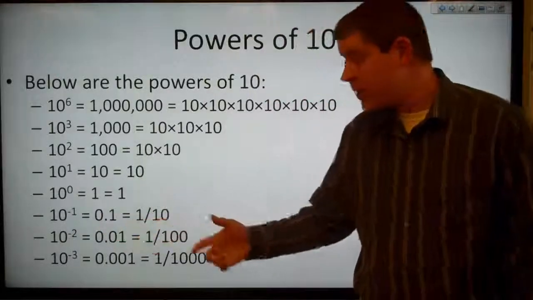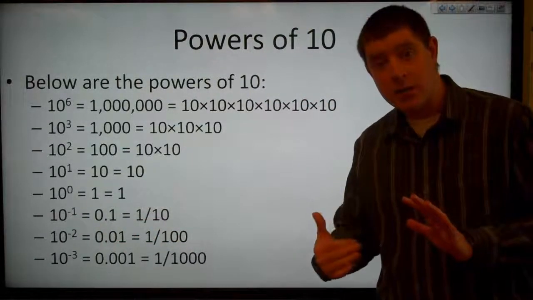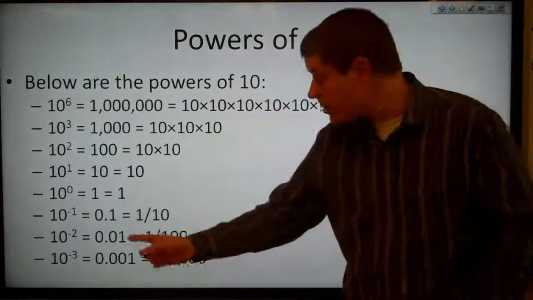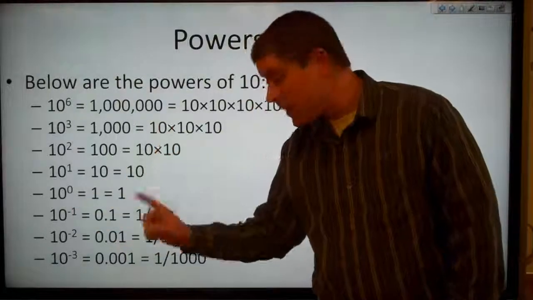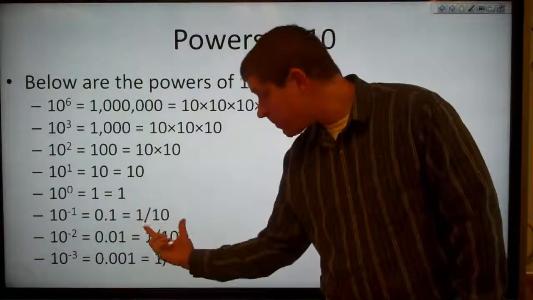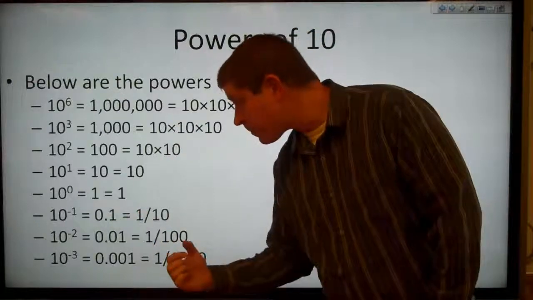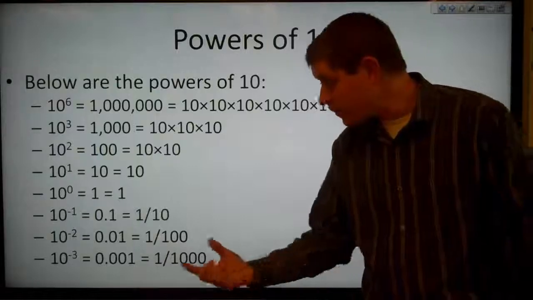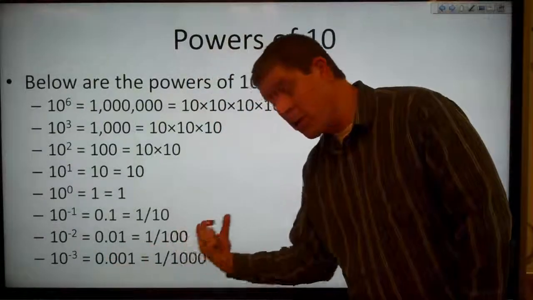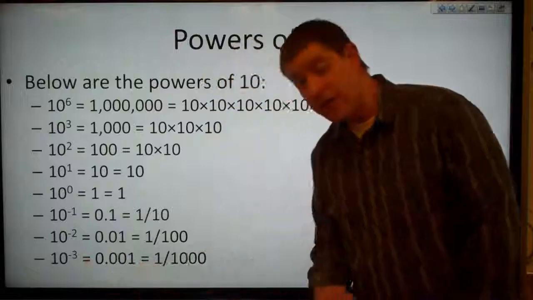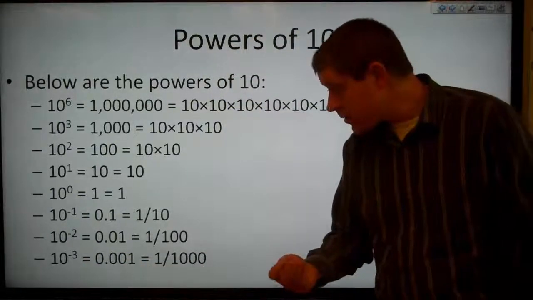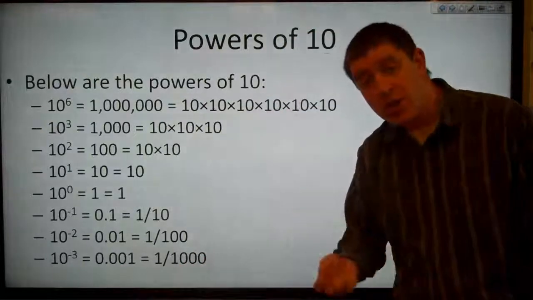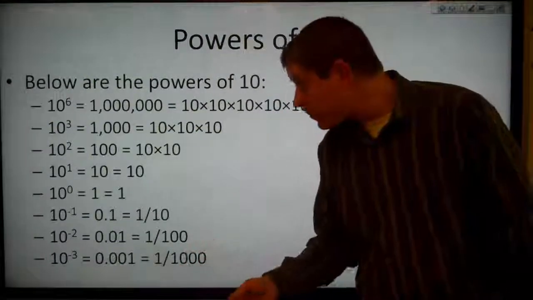10 to the negative 1 is, now we're dividing by 10. If we have a negative sign, we're dividing by that many tens. So we have 1 divided by 10, so 1 over 10 is 1/10. That's 0.1. 10 to the minus 2 is dividing by 2 tens, or dividing by 100. So that gives us 0.01, or 1 over 100. 10 to the minus 3 is 1 over 3 tens. Remember, 3 tens was 1,000, so we have 1 over 1,000, or 1,000th, so 0.001, and so on.